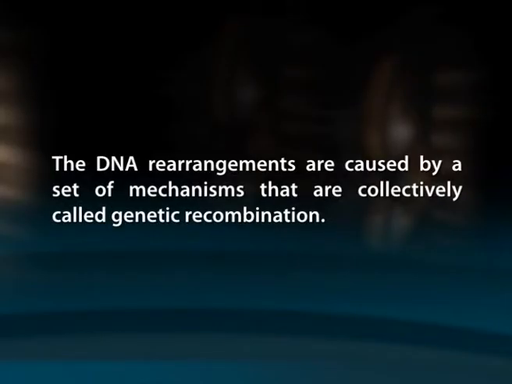In a population, this type of genetic variation is crucial to allow organisms to evolve in response to a changing environment. The DNA rearrangements are caused by a set of mechanisms that are collectively called genetic recombination. Recombination lends the genome flexibility. Without genetic recombination, the genes on each individual chromosome would remain fixed in their particular position. Changes could occur by mutation only, which would be hazardous.